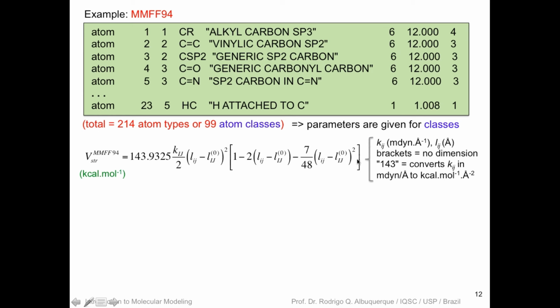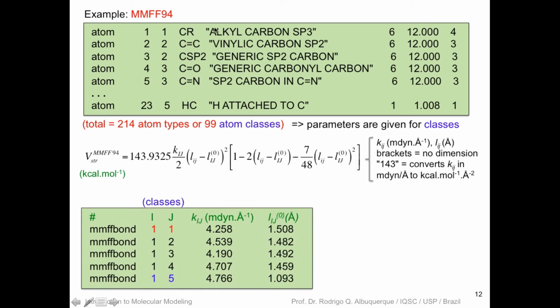In this equation, we have the force constant given in millidyne per angstrom, and the bond length, the bond distance, is in angstrom. Inside the brackets, you don't have a dimension, and this constant 143 just converts this force constant in millidyne per angstrom to kcal per mole per square angstrom. So in the end, this potential energy for the bond stretching is given in kcal per mole according to this force field.